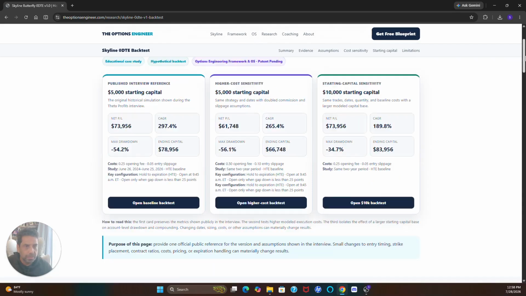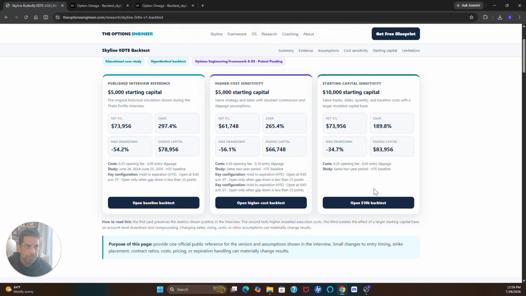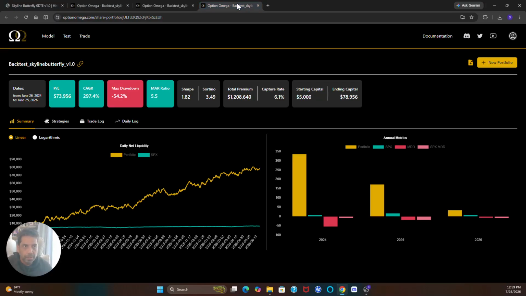So all these 3 tests have a direct link to Option Omega backtest. So we'll start with the baseline one here. Then we'll go to the one with the higher cost sensitivity. And then we'll go to the one with the higher capital allocation. Okay, let's start with the baseline one.